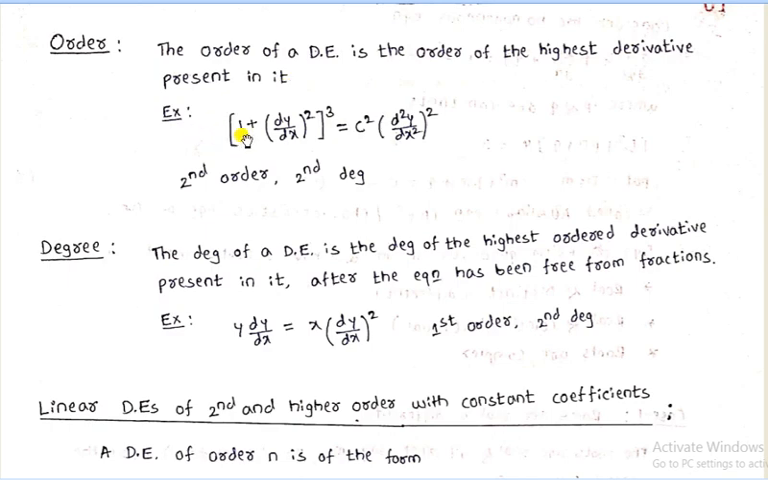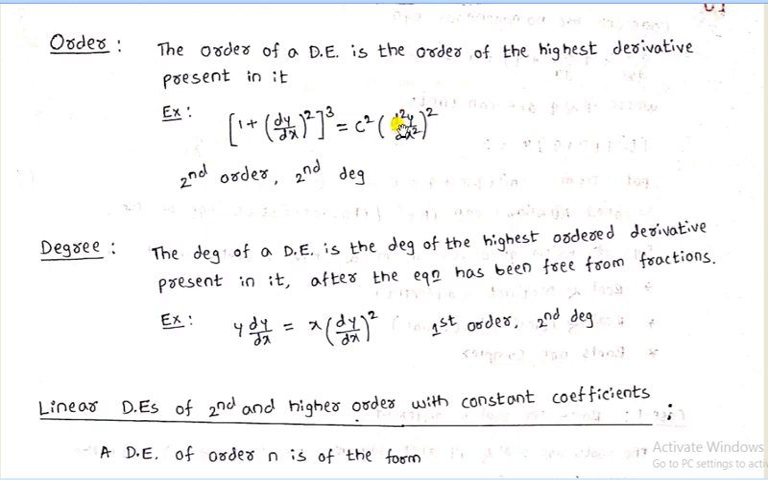For example, [1 + dy/dx]^3 = c^2 d^2y/dx^2. So in the left hand side it is dy/dx, order is 1, and in the right hand side d^2y/dx^2 means its order is 2. Suppose in place of d^2y/dx^2, it is d^4y/dx^4, then its order becomes 4 here.